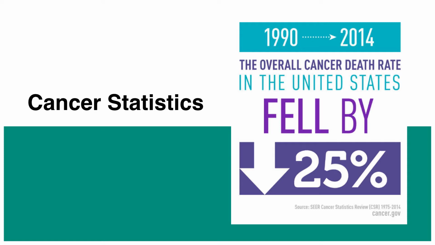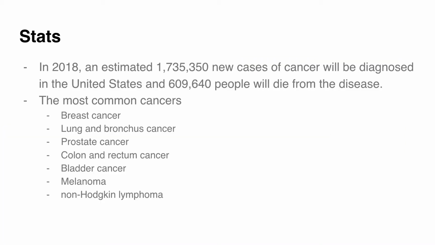Even if they are in just a management, they are moving into the survivorship, and their lifelong expectation of survivorship is extending. So death rate is lowering. So in 2018, there will be an estimated 1.7 million new cases of cancer diagnosed in the U.S., and 600,000 people will die from cancer. The most common cancers in the U.S. are breast cancer, and then lung cancer, prostate cancer, colon and rectal cancer, bladder cancer, melanoma, and non-Hodgkin's lymphoma.